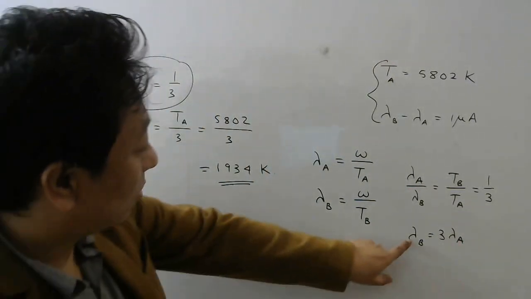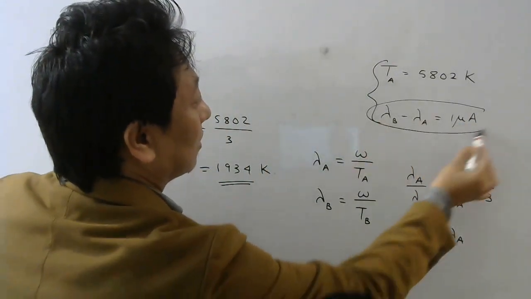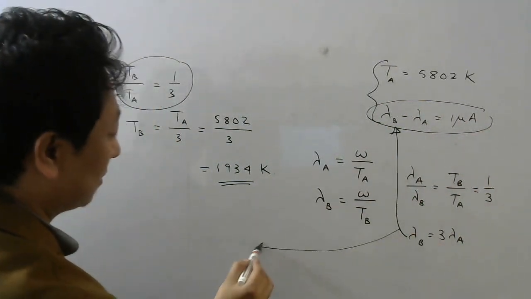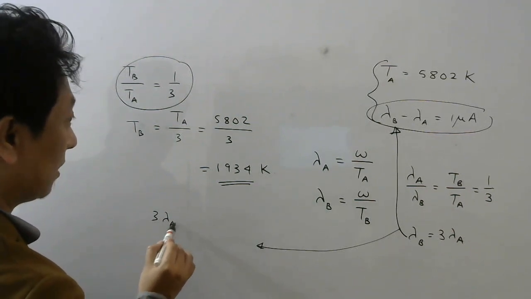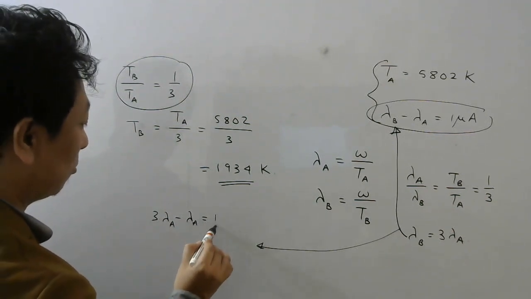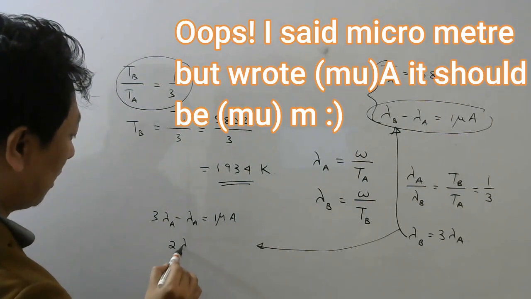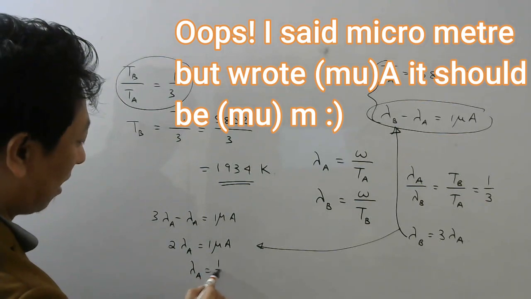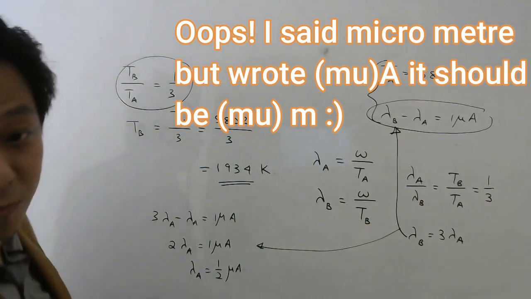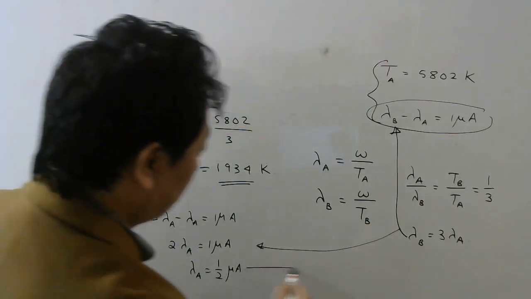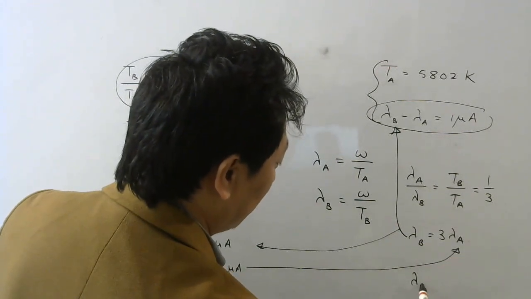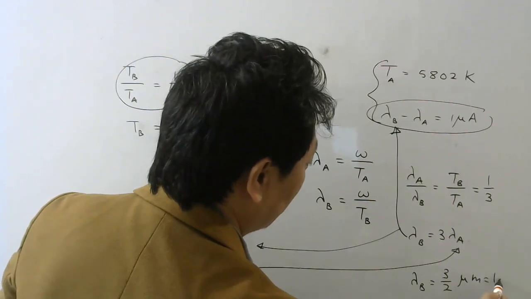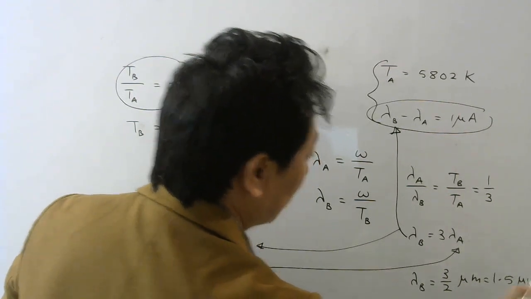Right? So now if I put this lambda B in this equation, what will you get? So 3 lambda A minus lambda A equals to 1 micrometer. So 2 lambda A equals to 1 micrometer. So lambda A equals half micrometer. And once we found lambda A, you can substitute it back here. So lambda B will be 3 by 2 micrometer, which is also 1.5 micrometer.